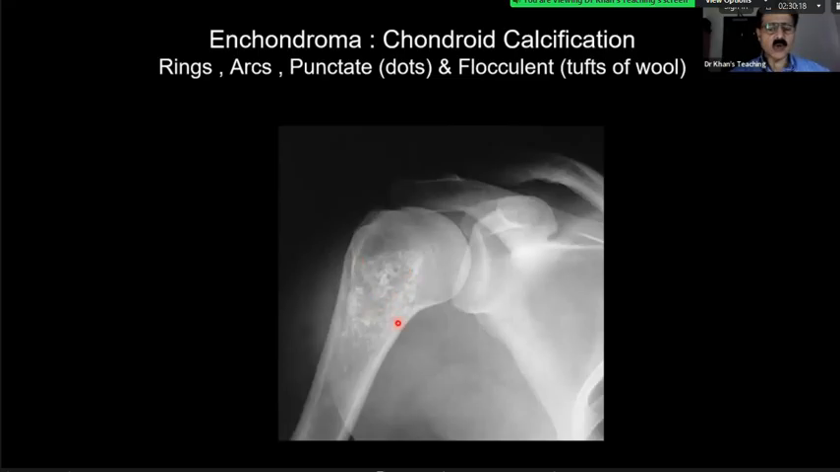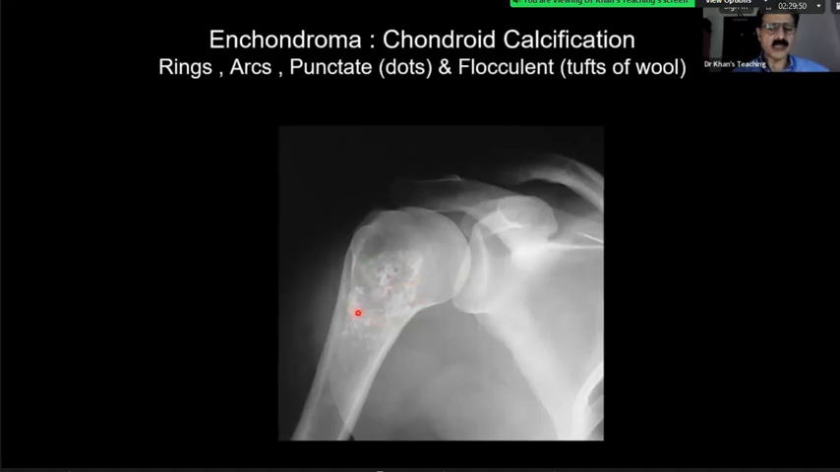Now, the learning point is the shape or the pattern of this calcification. These words should be in your vocabulary. This calcification is ring shaped. They are rings, arcs, punctate. Punctate is like dots, and flocculent, tufts of wool. So these are the words to be used. Ring and arc is the most common.